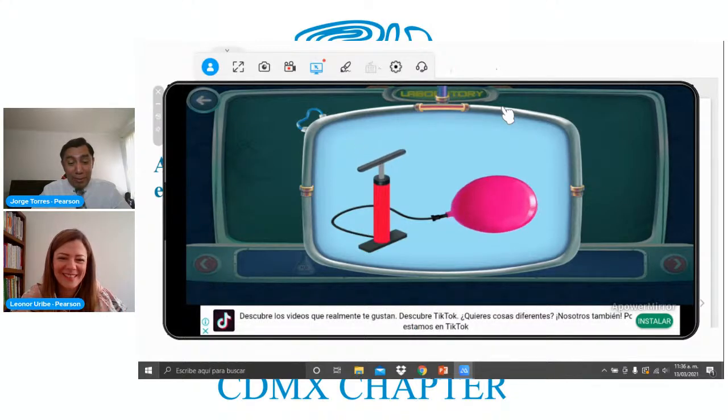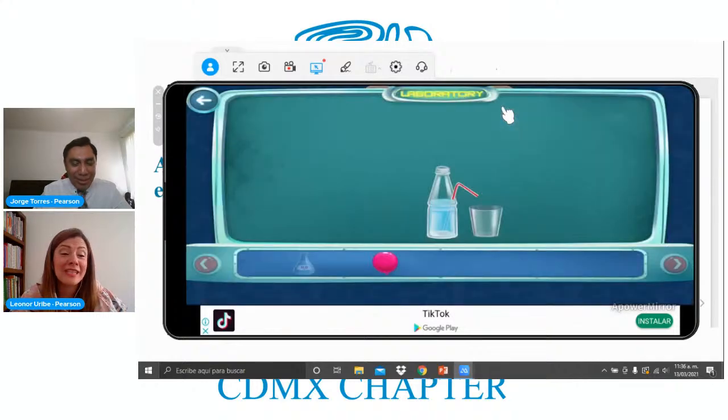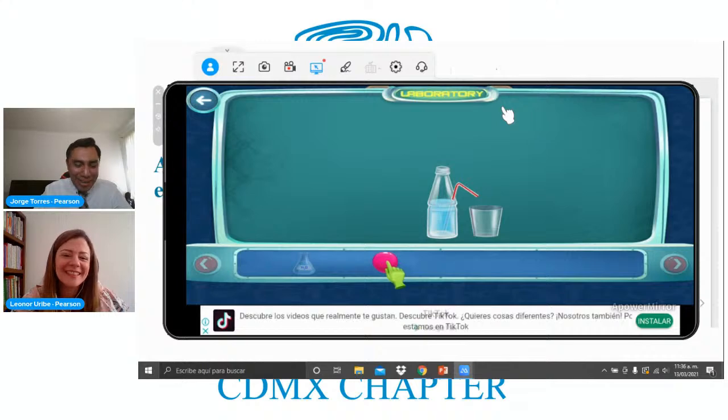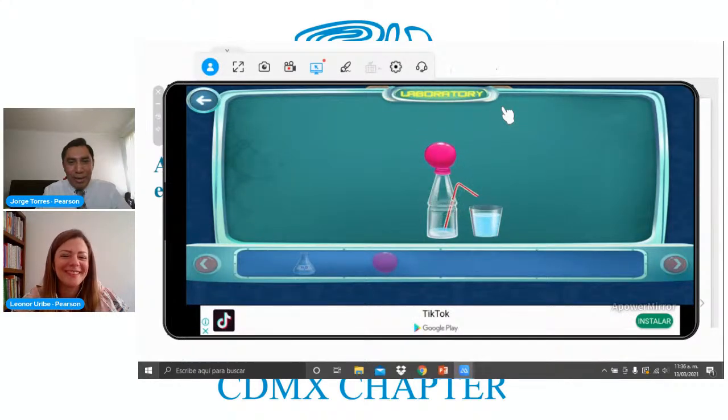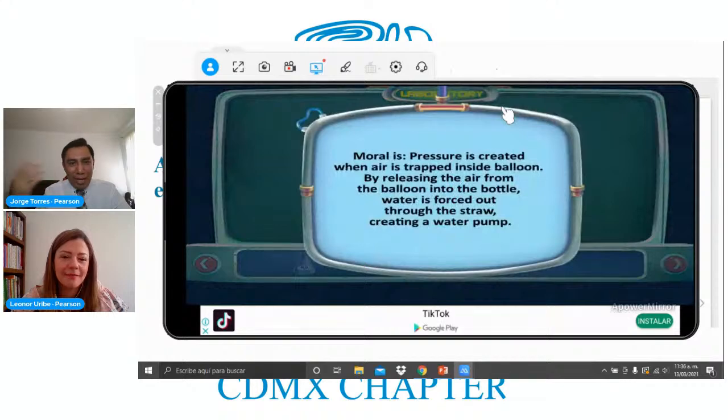I don't know about you guys, but for me this is quite interesting, because it's the whole process of the experiment, but in a digital way. This is, to me, quite nice. So there you go. The air pushes the water into the straw. At the end of the experiment, we will have a scientific explanation of why the water goes through the straw into the glass.